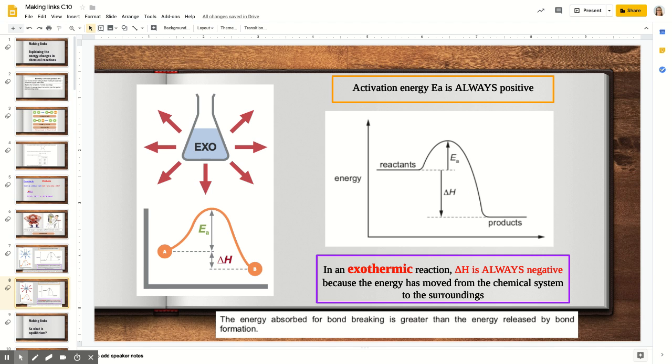We say the energy absorbed for bond breaking, or the energy put in for bond breaking, is greater than the energy released by the bond formation. Okay?